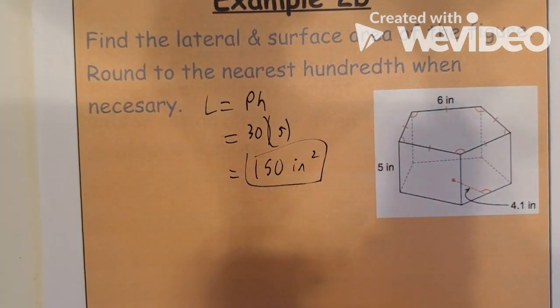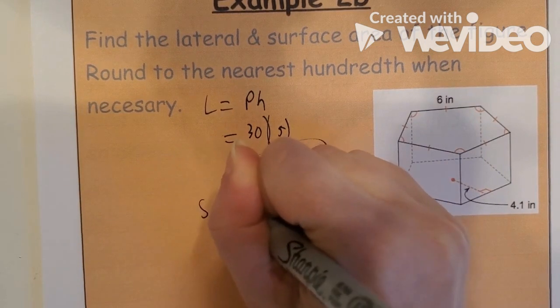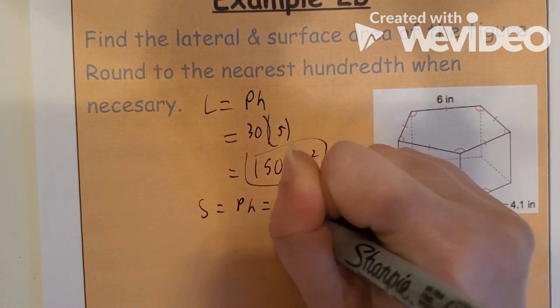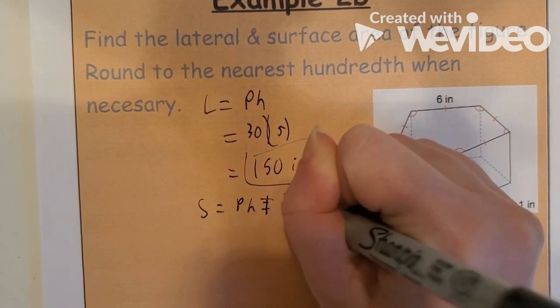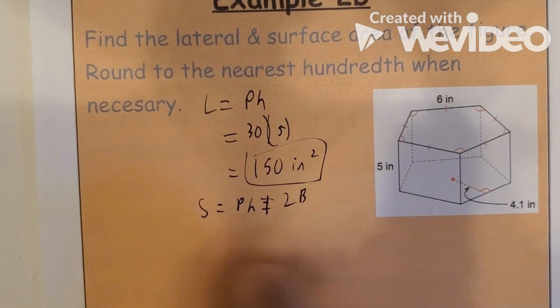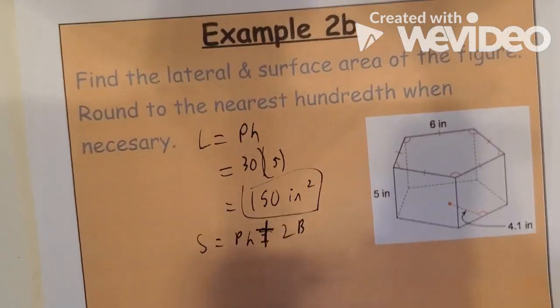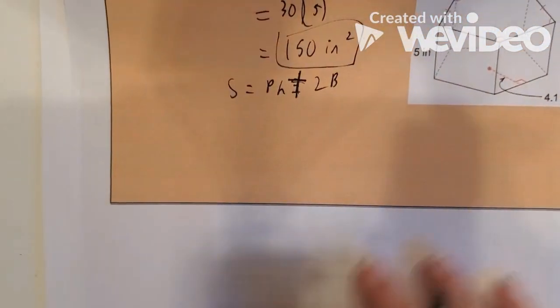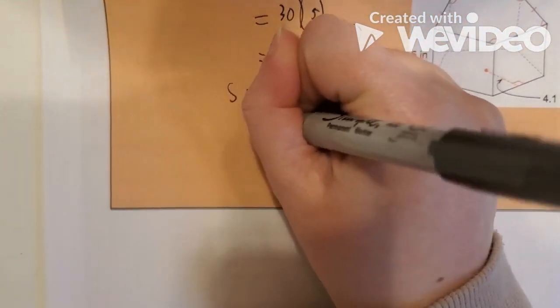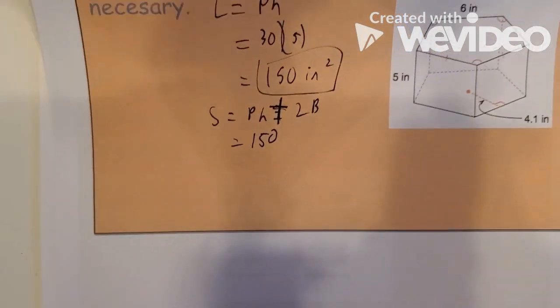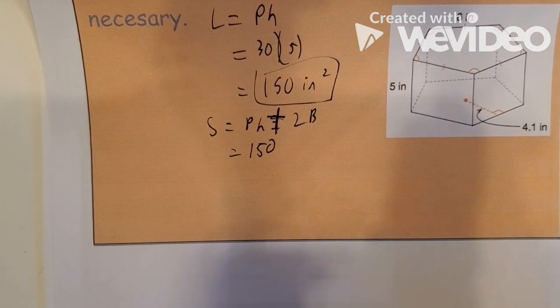So the nice thing about doing surface area for this same problem is that we already did the lateral area portion of it. Okay? So we can honestly just take that 150 and carry it over and not do any of the same work all over again. All right?